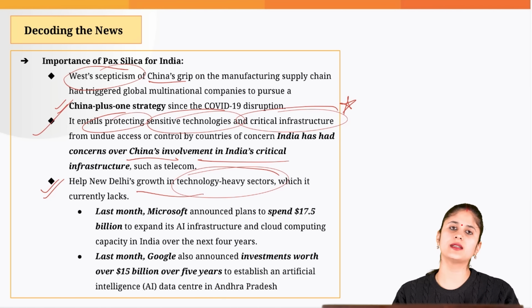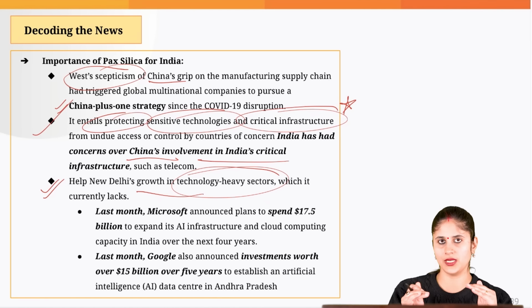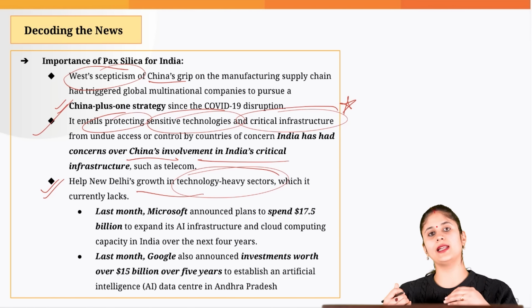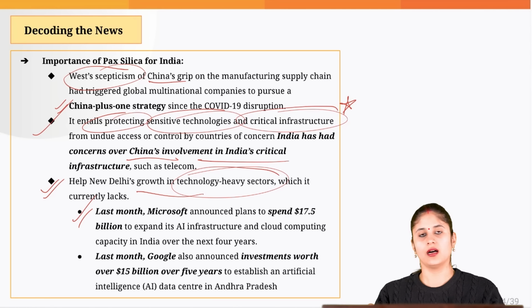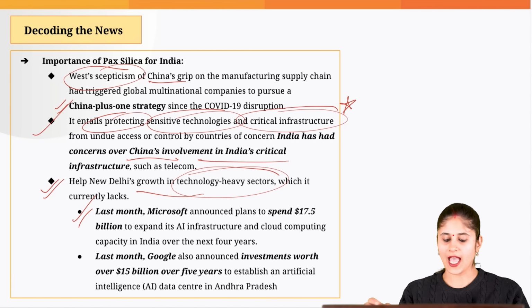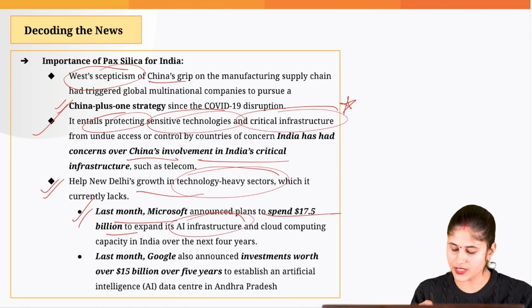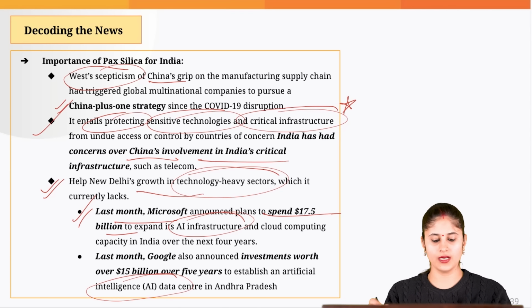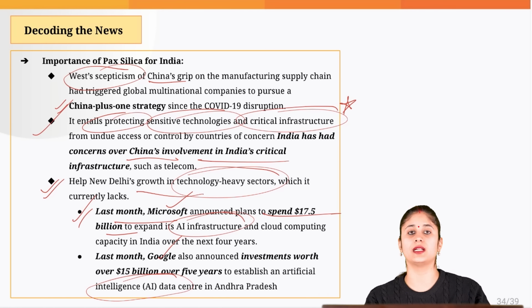When it comes to the semiconductor industry and the semiconductor supply chain, we know that India is merely in the assembly line, not in the designing aspect. So, if India becomes a part of this initiative, we would be getting the much needed technology when it comes to semiconductors and all. Although we are not a part of this initiative, various US companies have announced that they are going to invest in AI infrastructure and set up AI data centers. Like last year, Microsoft made an announcement and Google also made an announcement.